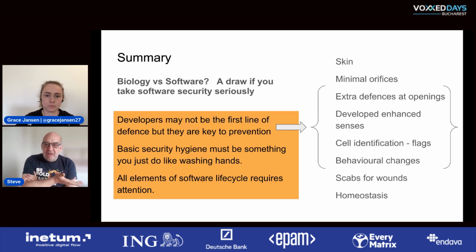If you look at the arrows I've put to these bits from your list, Grace, you can see there are certain things where we go, that's us. As a developer, we may not be worried about the minimal orifices, that's the API gateway, and homeostasis, stuff like that. That's perhaps not us. But for most of the others, the first point of call is the developer. So I'm going to say it's a drawish. Fair. I'll give it to you this time.